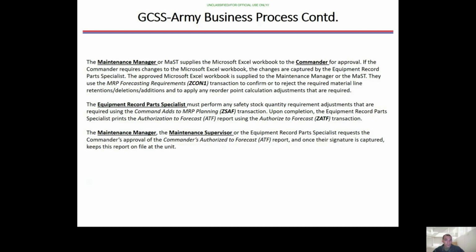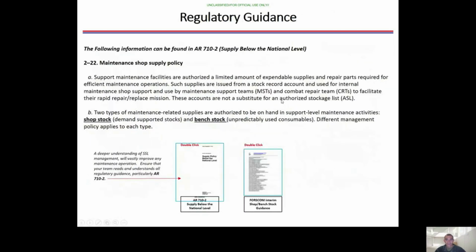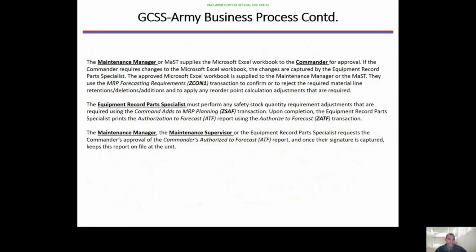If you're the ERP, you must perform any safety stock quantity adjustments. So let's say your reorder point is set at 27, or demand analysis saying, hey, set it at 27, and your commander's like, no, that was a one-time fluke. We had all these shortages. I don't want to stock 30 of these things. So he'll be able to adjust that, okay? And that's through the ZSAF transaction. Then once they're done that, you'll do your ZATF transaction.